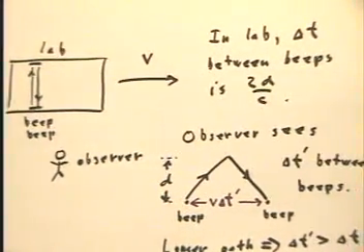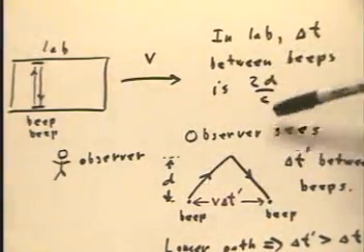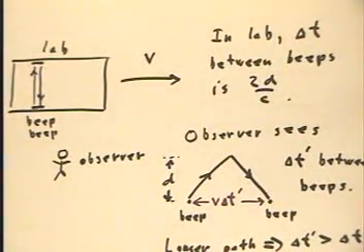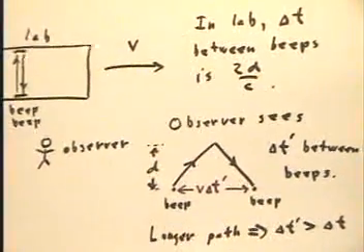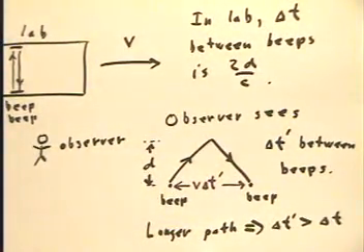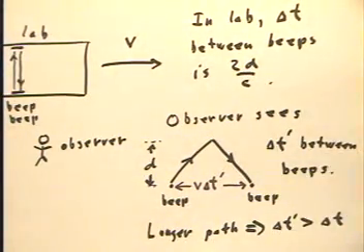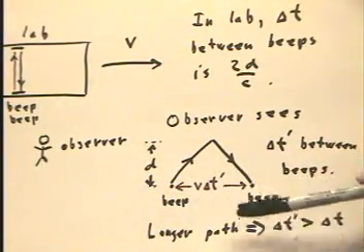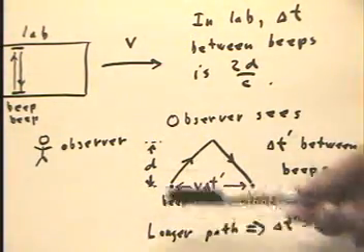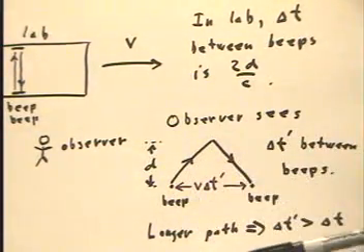As measured in the lab, the delta t between beeps is just the round trip distance 2d divided by the velocity c of the light. However, the observer sees a different time delta t prime between the beeps. And if delta t prime is that time between beeps, the lab will have moved a distance v delta t prime.